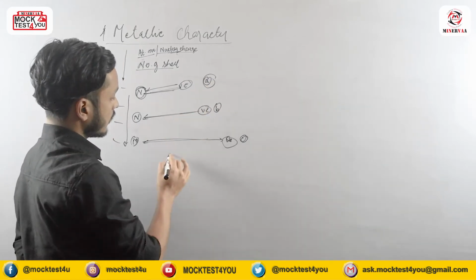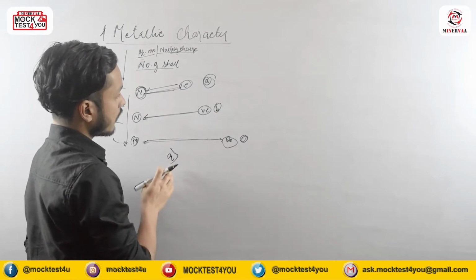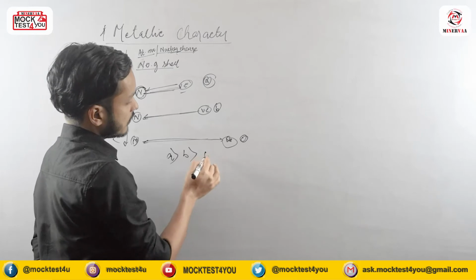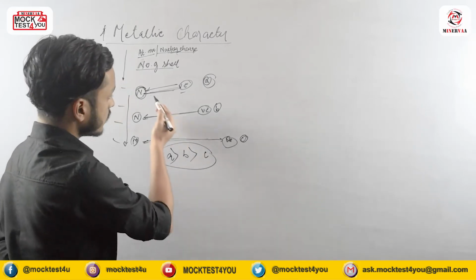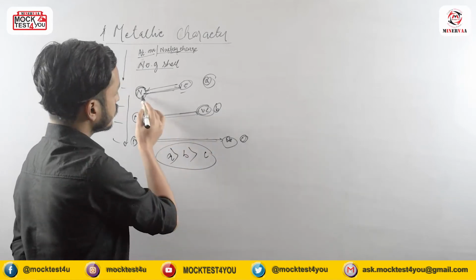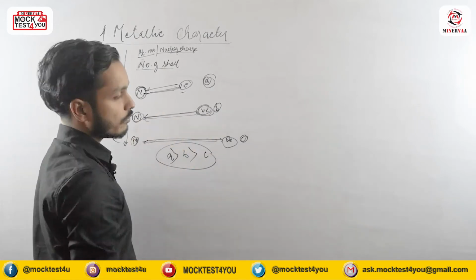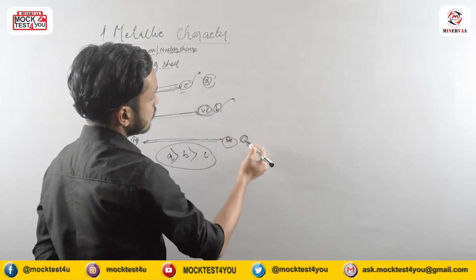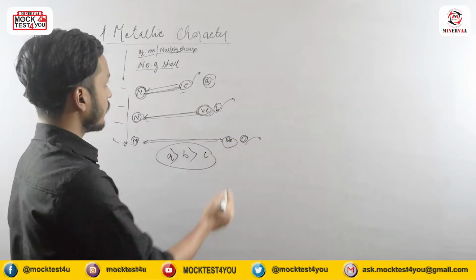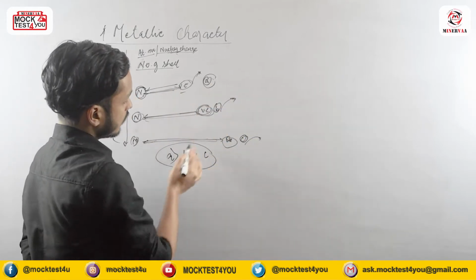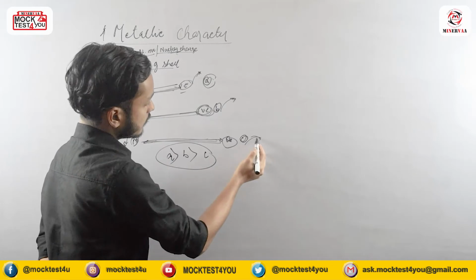In the case of A, the nucleus will attract more, and after that B, and after that C. In this way it will move, because as we are moving far away from the nucleus, as you can see, the attraction force between this nucleus and this valence electron will decrease. So it will be very easy for this atom to donate its electron.